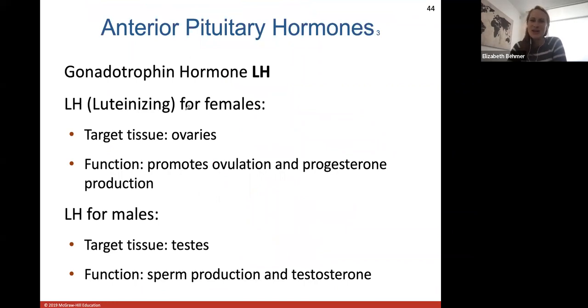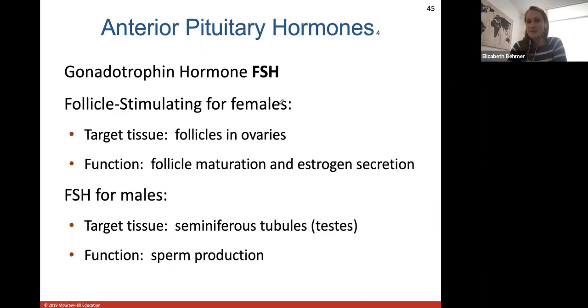Gonadotropin hormone is sometimes abbreviated GN. The gonadotropin hormones are luteinizing hormone and follicle stimulating hormone. Luteinizing hormone for females targets your ovaries to promote ovulation, or the release of an egg, as well as the production of progesterone. And luteinizing hormone for males targets the testes to help with sperm production and testosterone secretion.